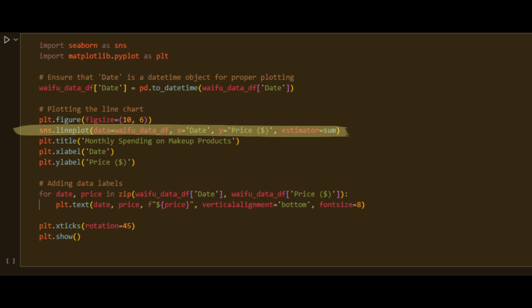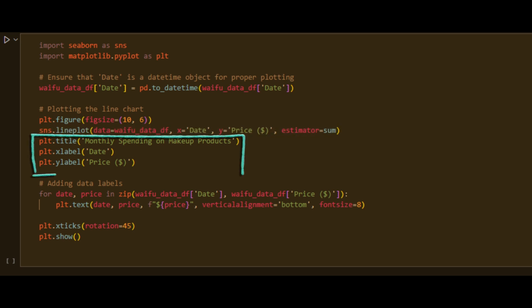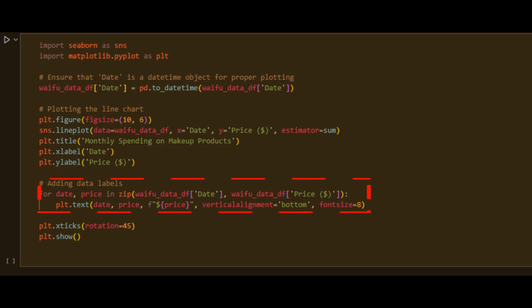Additionally, you can add an estimator. For this case, I used sum to get the total sum of the price for each date. Finally, we will use plt.title, xlabel, and ylabel to label our chart appropriately. Then, we will create a loop to label each date with the price using plt.text. Okay, let's see our chart.